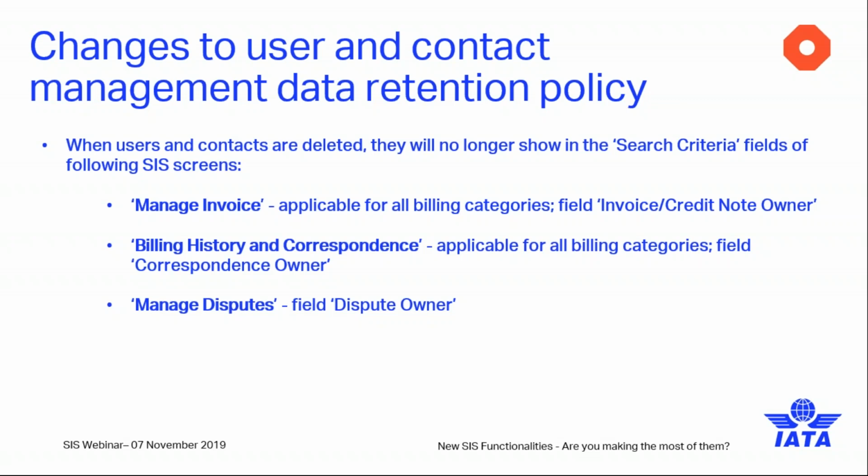When users and contacts are deleted, they will no longer show in the search criteria of the following screens. Manage invoice. If you select the drop-down menu for who is the invoice or credit note owner, you will not be able to see the user that created the invoice. Billing history and correspondence screens, applicable for all billing categories: passenger, cargo, miscellaneous, and UATP.